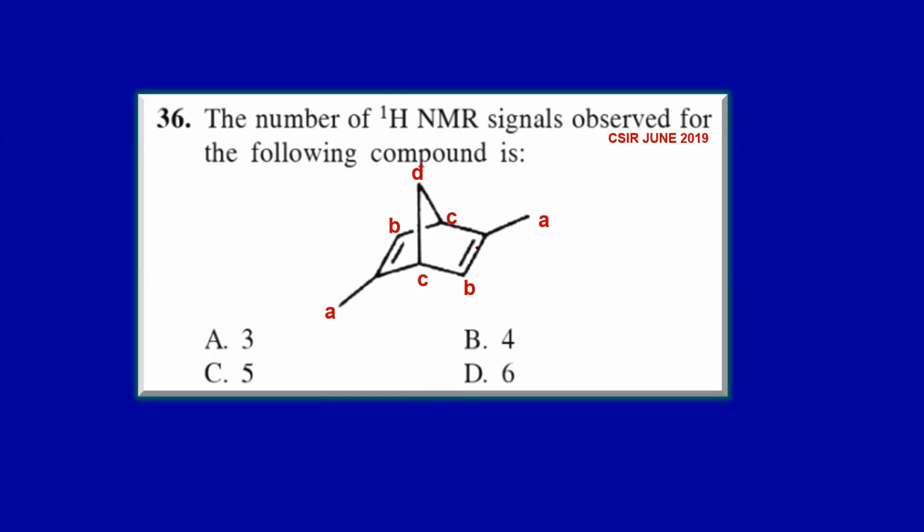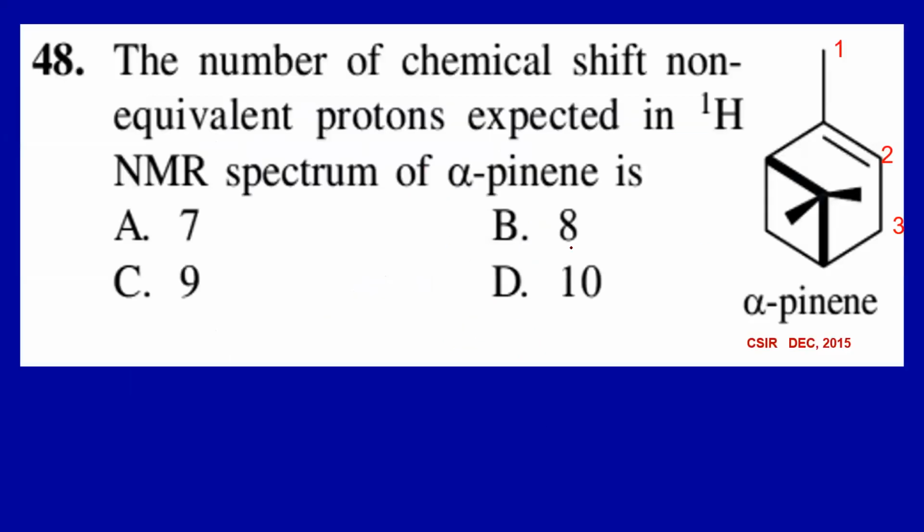So it has to give 4 signals. Suppose there is some electron withdrawing group like carbonyl, nitro, etc. These two protons will be different because there will be some shielding and deshielding aspects. So this compound will give 4 signals. Look at the alpha pinene.